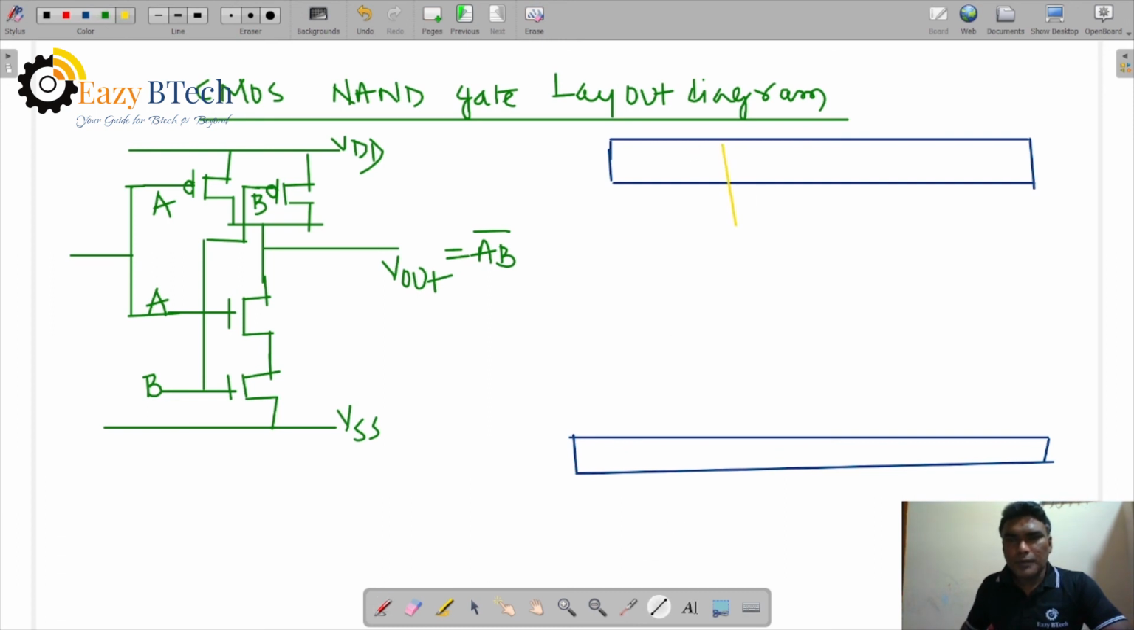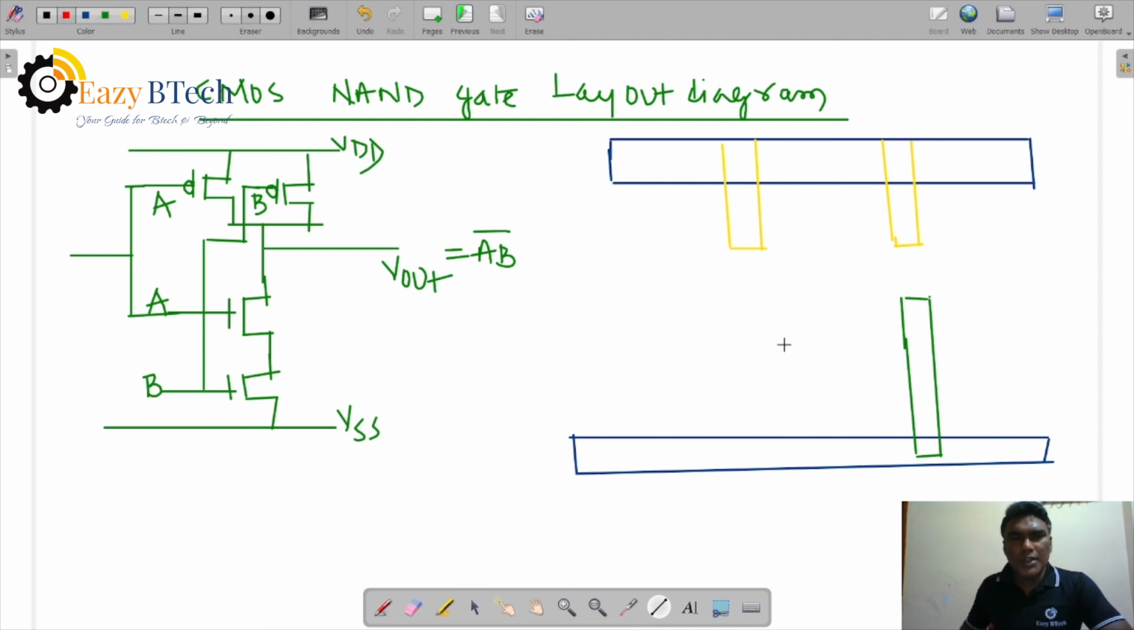Now, this is N diffusion. This is also N diffusion. Both are in parallel and two in series. Which one is series? Green color. So the green color representation, we can take this color from here to here.